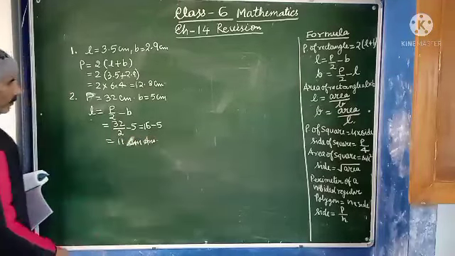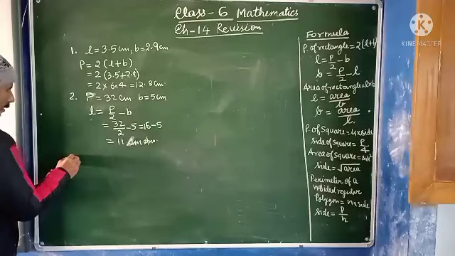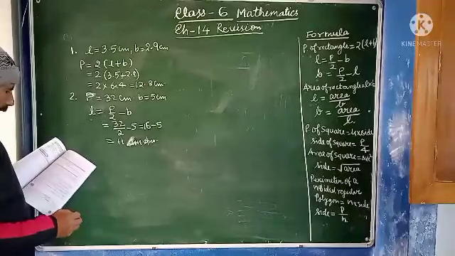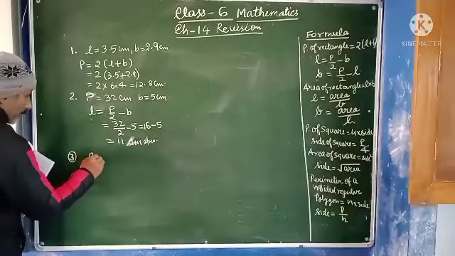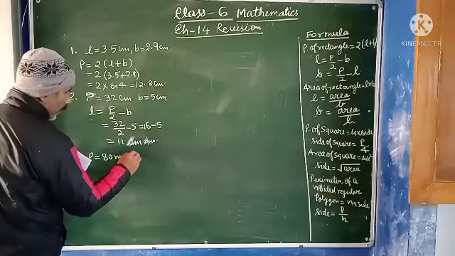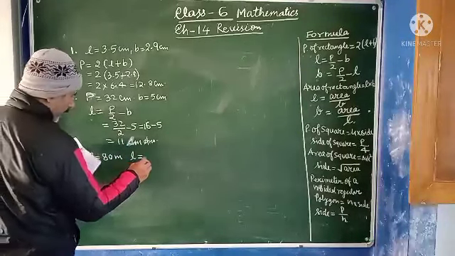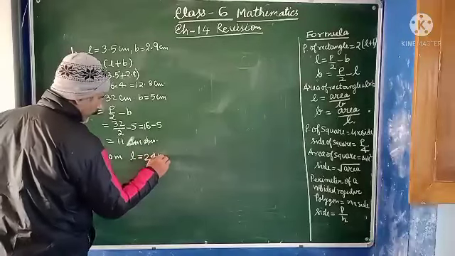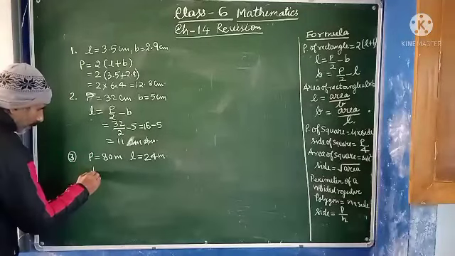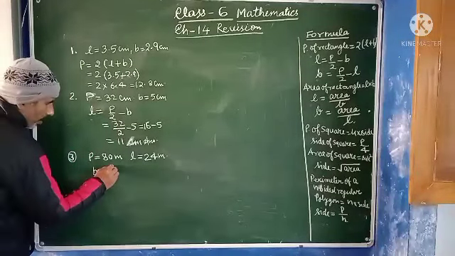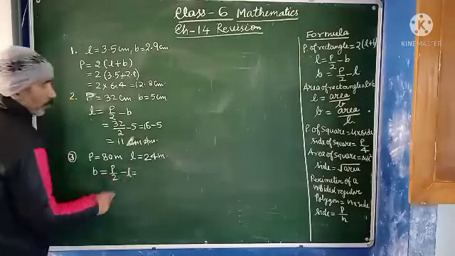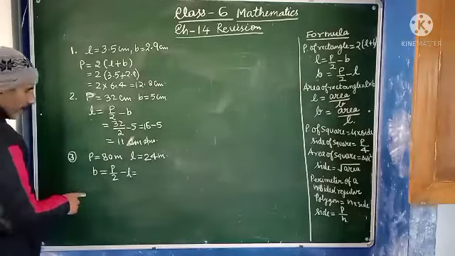The same way, perimeter is given and length is given. Perimeter 80 meter and length is given 24 meter. We want to find the breadth here. So we will write the formula for breadth. Breadth is equal to perimeter divided by 2 minus L. So once you learn the formula, it is very easy for you to do it.